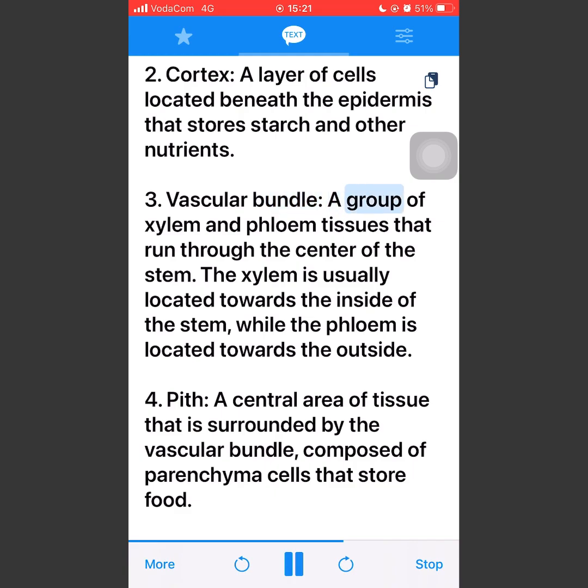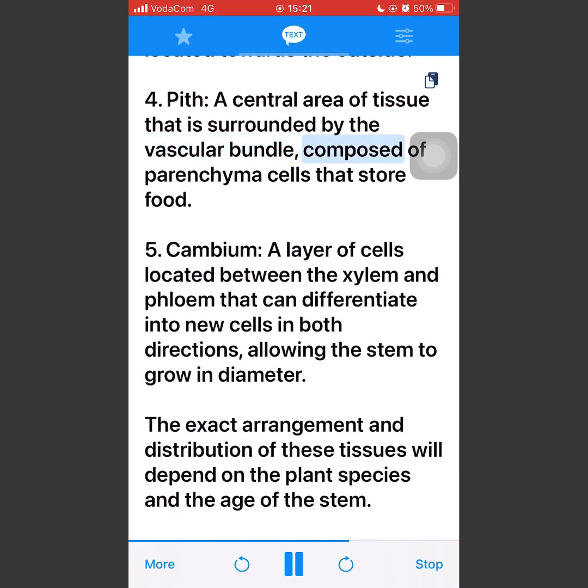Vascular bundle, a group of xylem and phloem tissues that run through the center of the stem. The xylem is usually located towards the inside of the stem, while the phloem is located towards the outside. 4. Pith, a central area of tissue that is surrounded by the vascular bundle, composed of parenchyma cells that store food. 5. Cambium, a layer of cells located between the xylem and phloem that can differentiate into new cells in both directions, allowing the stem to grow in diameter.